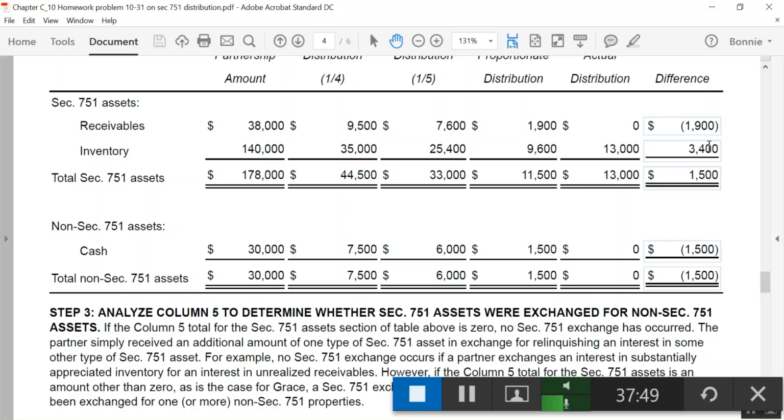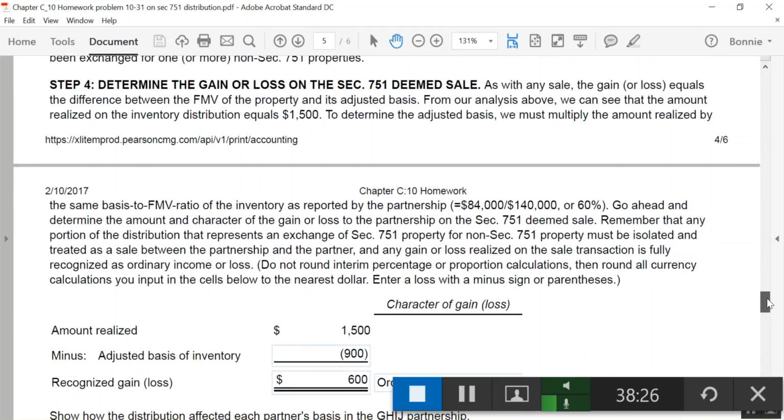I think the reason, they don't explain it here, but I think the reason why you're using the 1,500 instead of the 3,400 is because of that definition of what inventory is in my 751 definition, which I gave you before. And that is that your inventory includes your receivables. That might be why you're using the 1,500 instead of just 3,400, but I got the wrong answer when I multiplied 3,400 times 60%, and I got the right answer when I multiplied 1,500 by 60%.